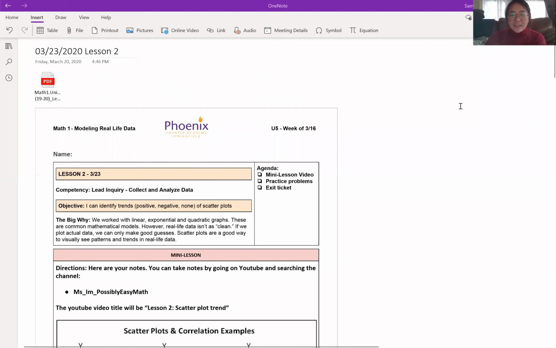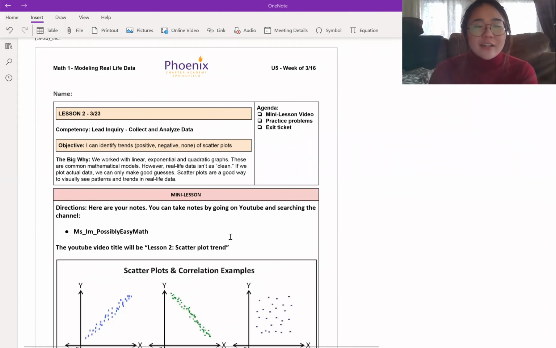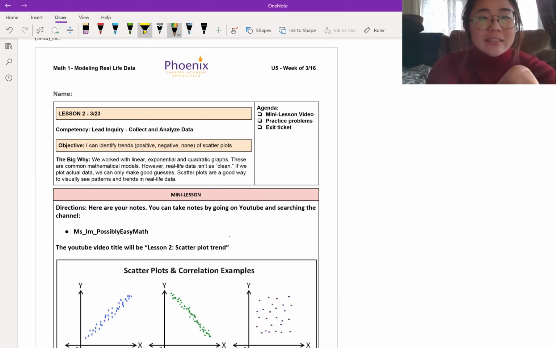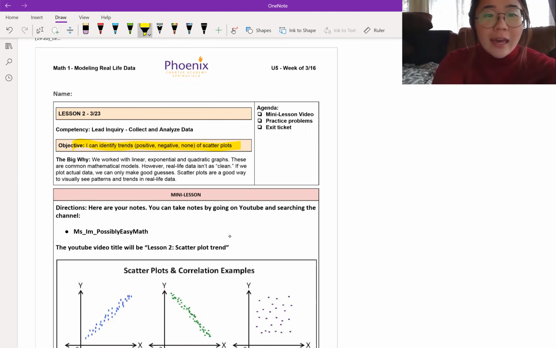I'm sharing my screen. All right, so this is our lesson for Monday, March 23rd. Our objective for today is to identify trends of scatter plots. So we're really going to focus on identifying trends: positive, negative, or none. And this has to do with our previous lesson on correlation and causation.